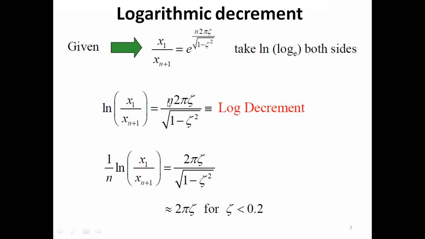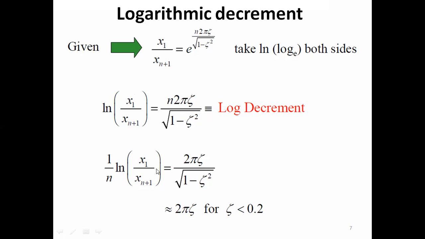We could also bring this n to the other side of the equation. So we would have 1 over n natural log x1 by xn plus 1 is equal to 2 pi zeta under the root 1 minus zeta square.